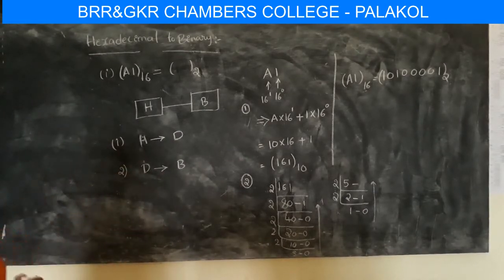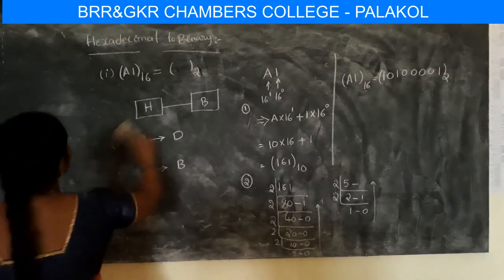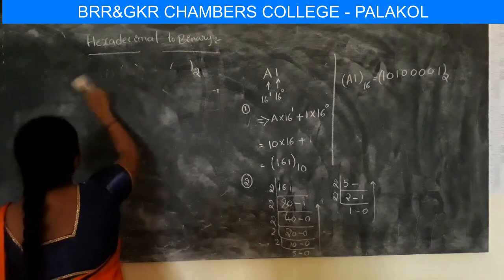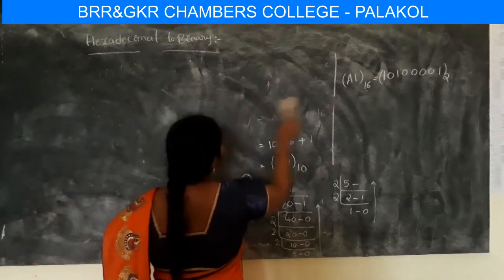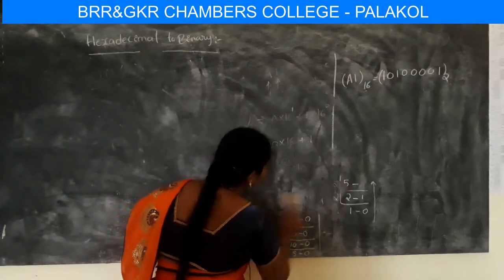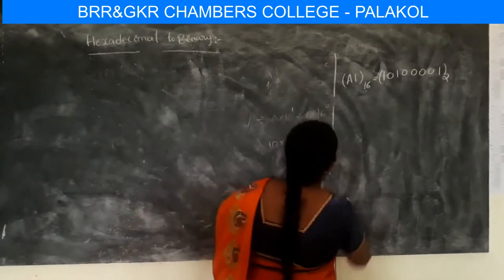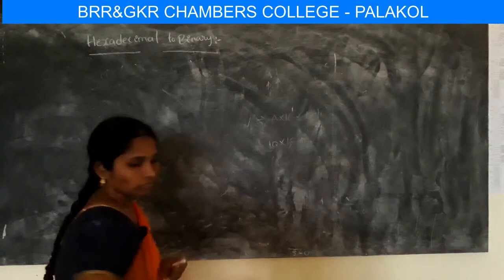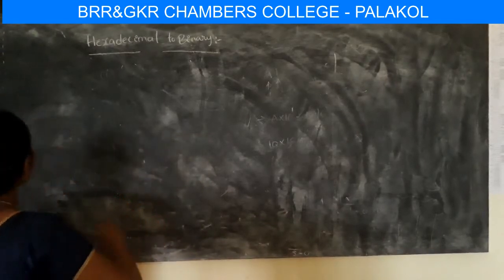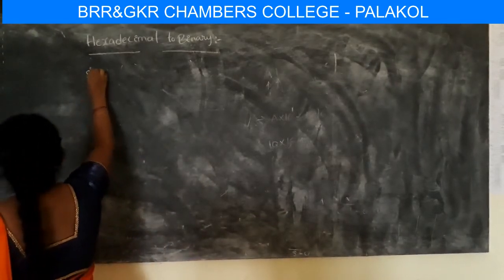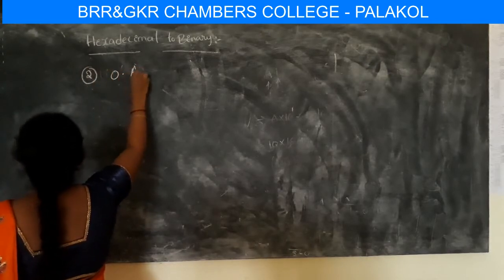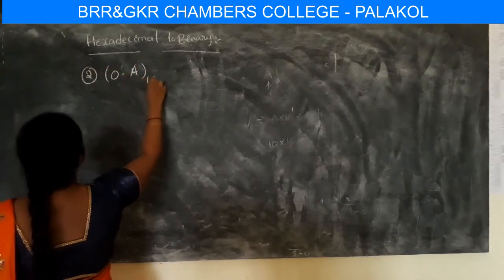Coming to the next problem. If any binary point is there in the given problem, how can we do the problem? Okay, the problem is here. This is the second problem. The problem is 0.A to the base 16.